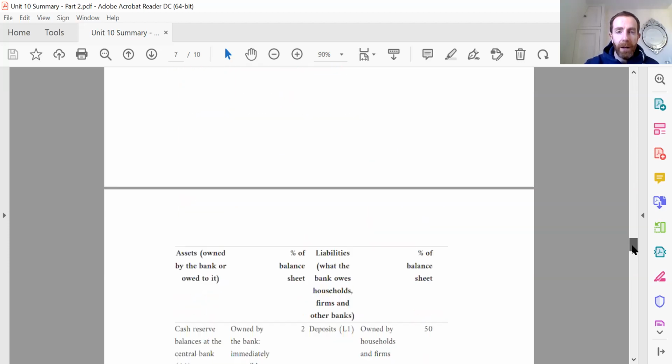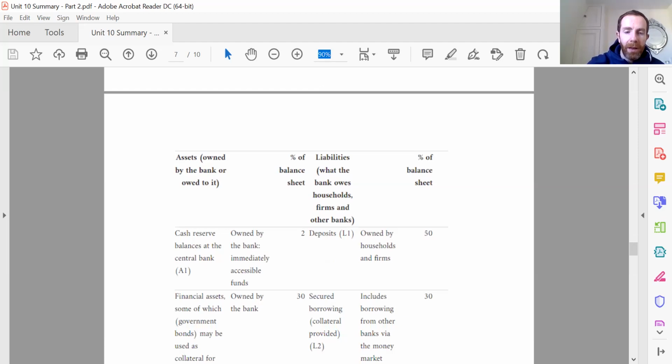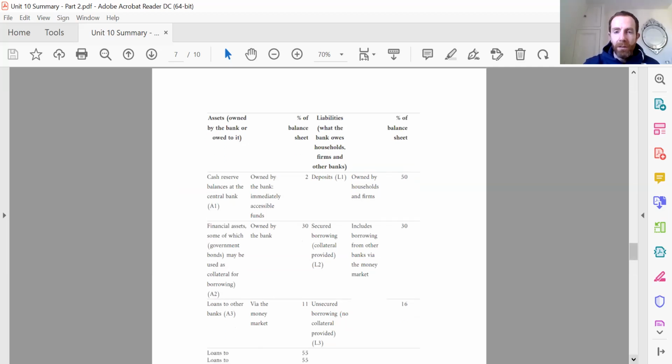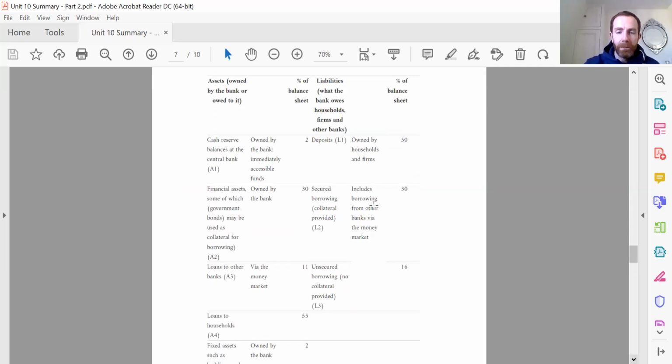Okay, so next thing we're going to look at is the balance sheet of a bank, just to understand what's going on in a little bit more detail. So again, we've got assets and liabilities. What we've got to be quite careful with here is on the asset side, it's labeled nicely. This is stuff that the bank owns or that's owed to the bank. And from a bank's perspective, it's probably going to have quite a lot of stuff owed to it. And liabilities, what the bank owes to other groups: households, firms, other banks.